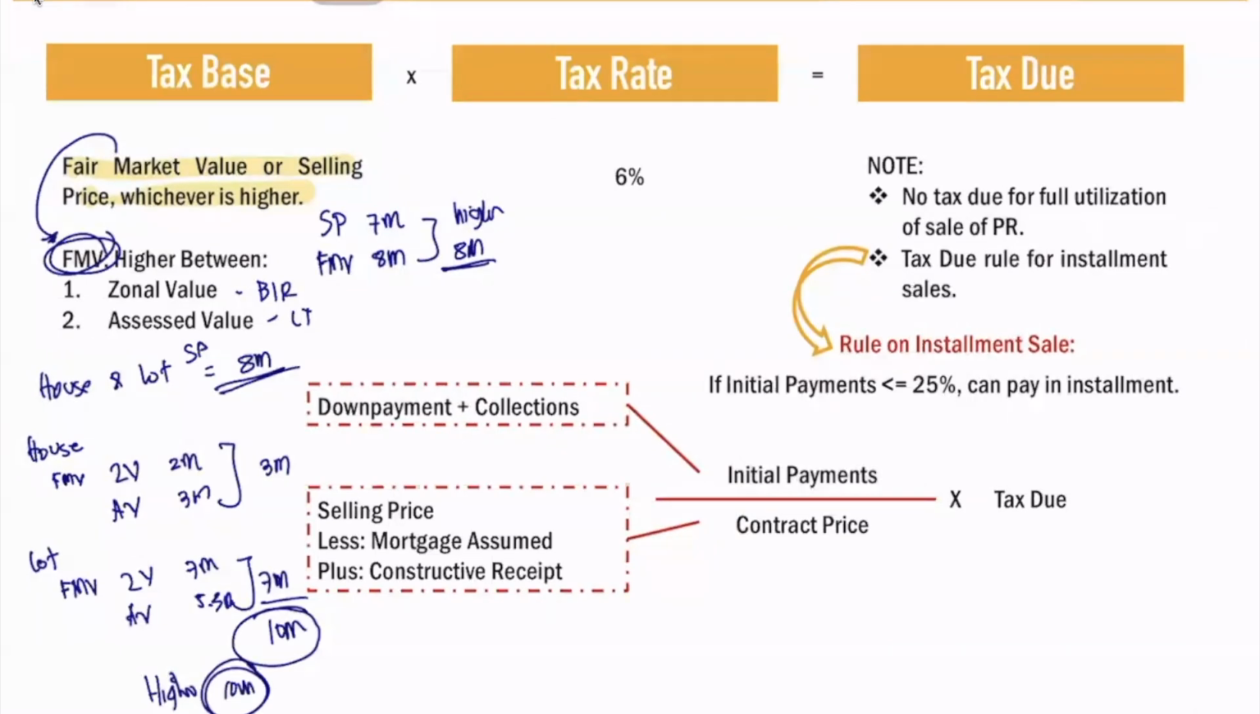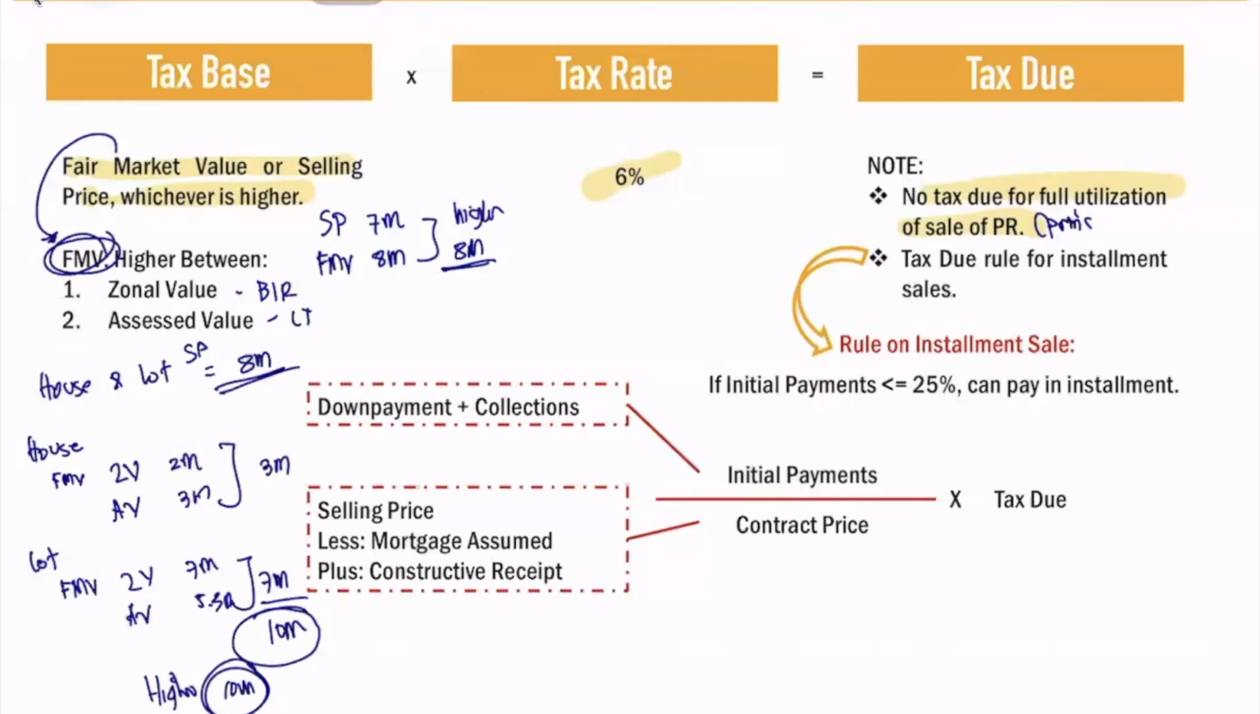So if it is house and lot, just get the FMVs of both house and lot and compare the total FMV to the selling price. But if it is purely a lot, there's no problem. Just compare the FMV over the selling price. If it's bundled, get the bundled FMV, then compare it to your selling price. Now, the tax rate of your real property is 6%. Then the tax due is equal to your tax base times 6%. But take note, again, no tax due for the sale of principal residence.